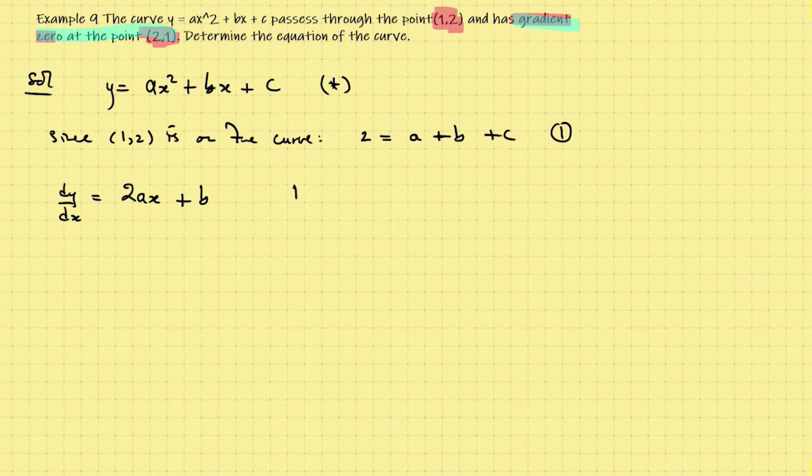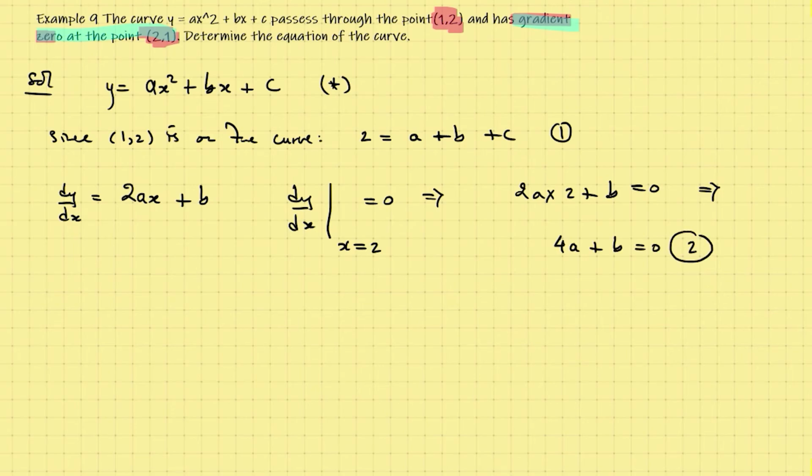I've got to set this equal to 0 at the point (2, 1). So x is going to be 2 at that point, right? So this basically tells me that 2a times 2 plus b is going to be 0, which is of course the same thing as saying 4a plus b is 0. So I've now got my second equation. I'm going to need one more equation because I've got three unknowns, and then I'll be able to solve them simultaneously to work out the exact equation of our quadratic in this case.